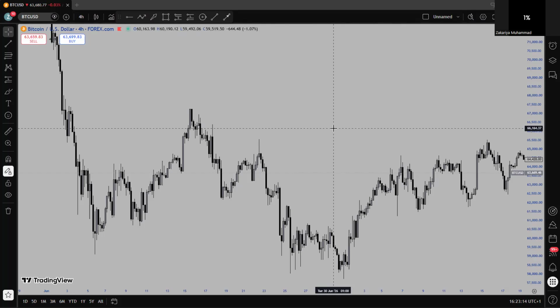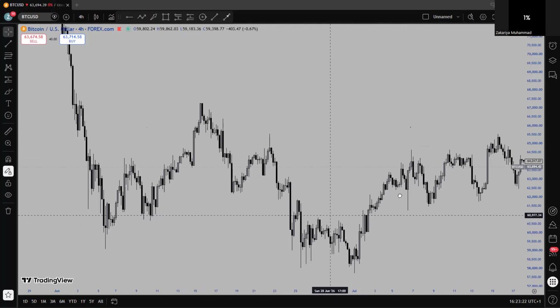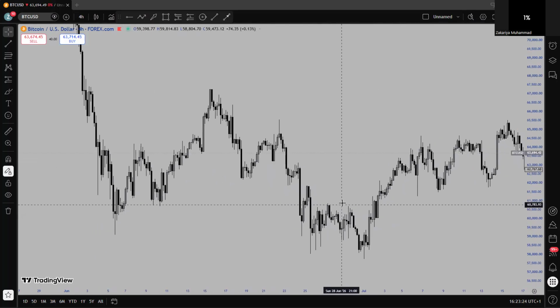So directional bias is very important. So what is directional bias, and how do you use directional bias? This is what I'm going to teach you today.